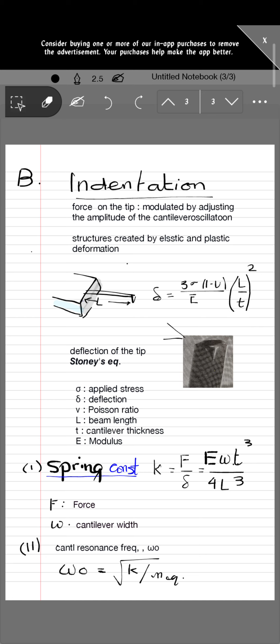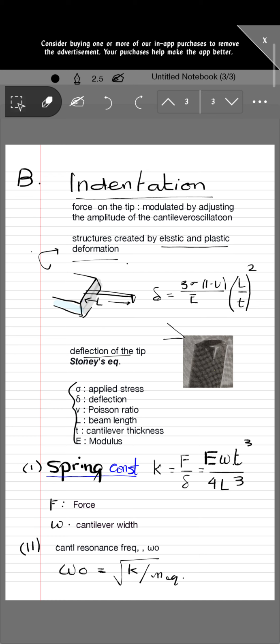As it moves through the sample, the cantilever undergoes deflections, and the deflection, by the well-known Stoney's equation, is related to parameters including the beam length and the thickness. As the tip moves, we can use this indentation tip to cause elastic and plastic deformations in the material, and these deformations may in turn lead to the formation of nanostructures.